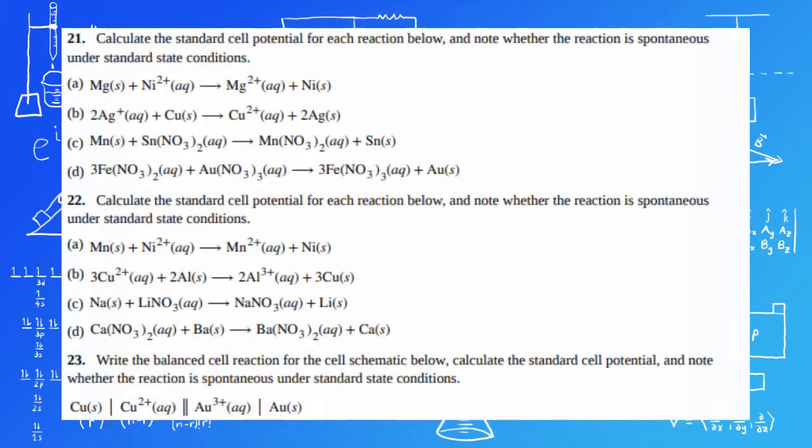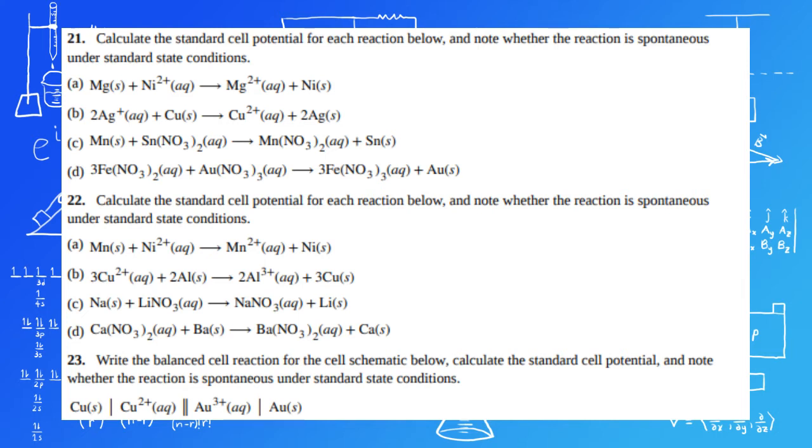Okay, was there anything else on this page that we needed to go over? 23, write the balanced cell reaction for the cell schematic below, calculate the standard cell potential, and note whether the reaction is spontaneous under standard state conditions. Oh, and by the way, for the one we just did, E came out positive. That corresponds to a spontaneous reaction.